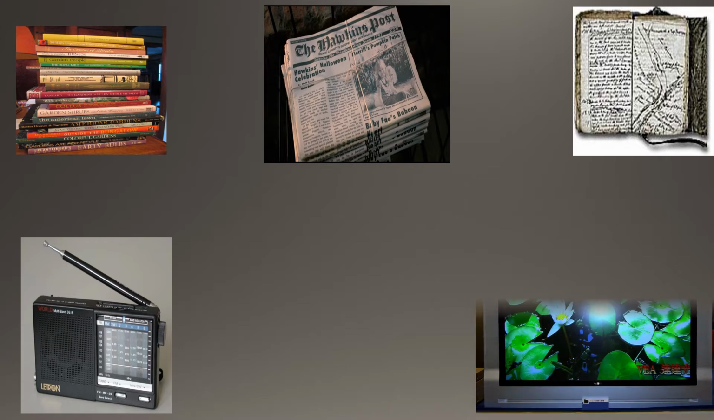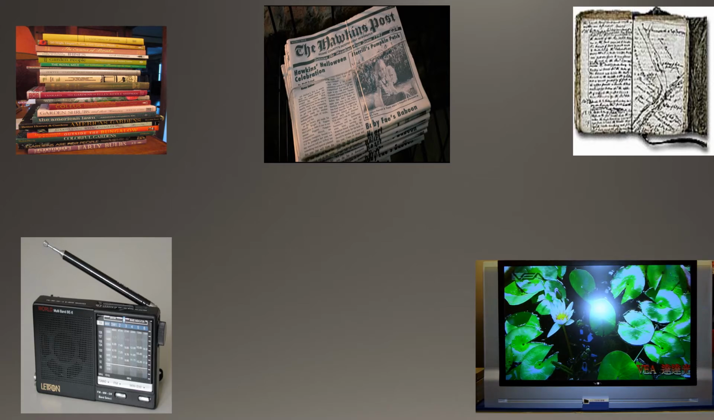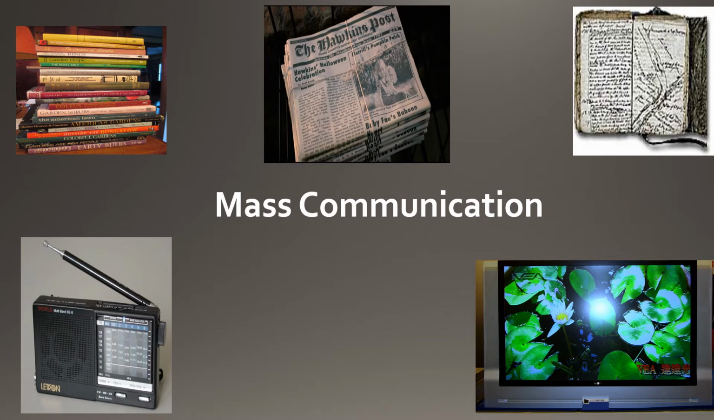Now moving on, here are a few examples of mass communication. What is the first one? The first one is books. Second one is the newspaper. Third are radio and television. These are a few examples of mass communication. Children, today we are going to learn about mass communication.